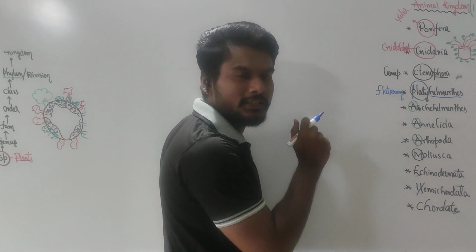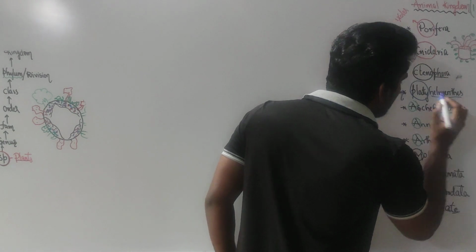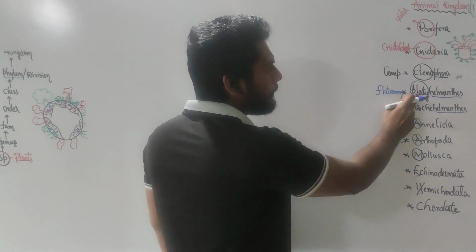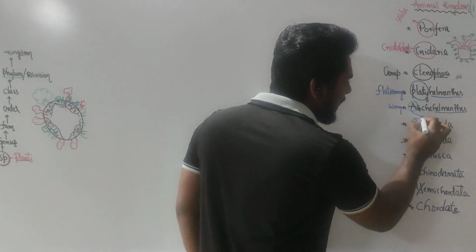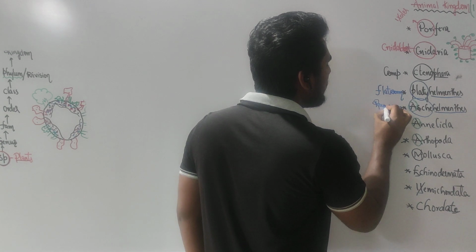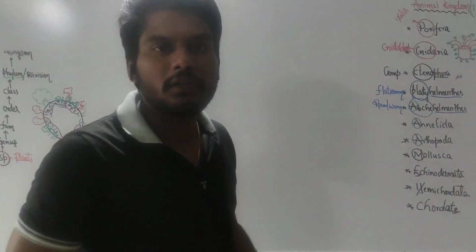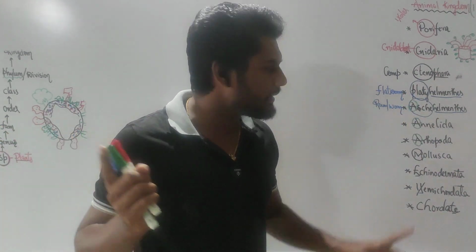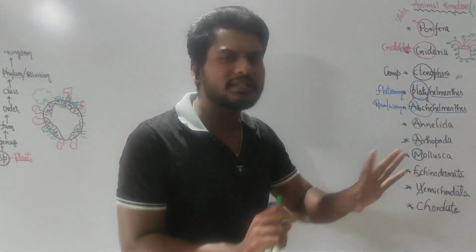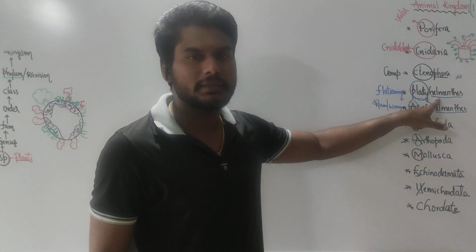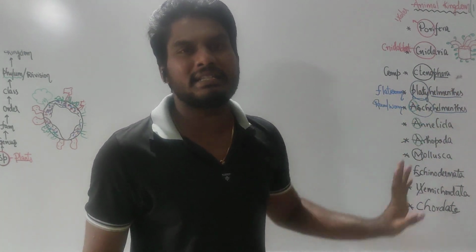Now come to the next, Aschelhelminthes. Once again, helminthes means worm. Platy means flat. Then what is asci? Asci means round. Because of that we call them round worms. So platy is flat, asci is round, helminthes is worm. Flat worm belongs to phylum Platyhelminthes. Round worm belongs to phylum Aschelhelminthes.